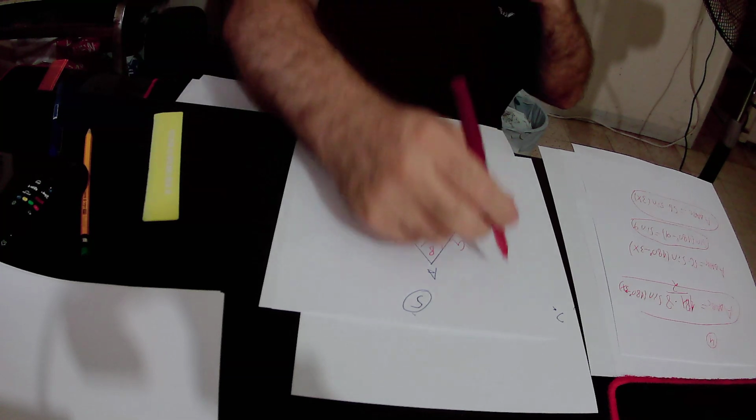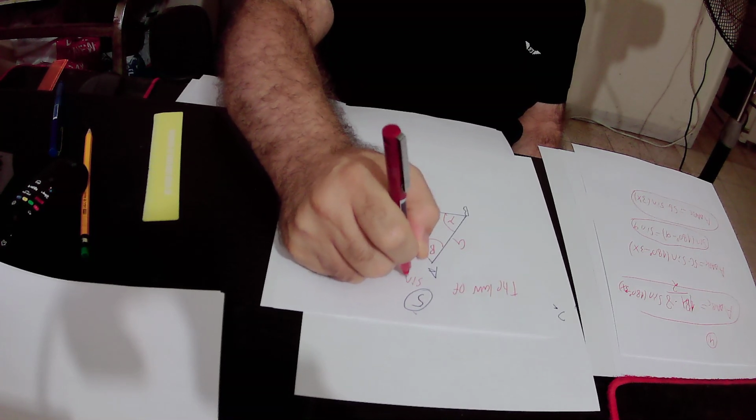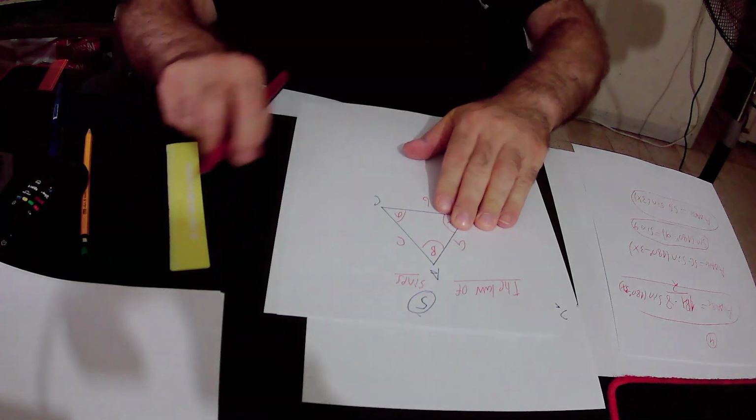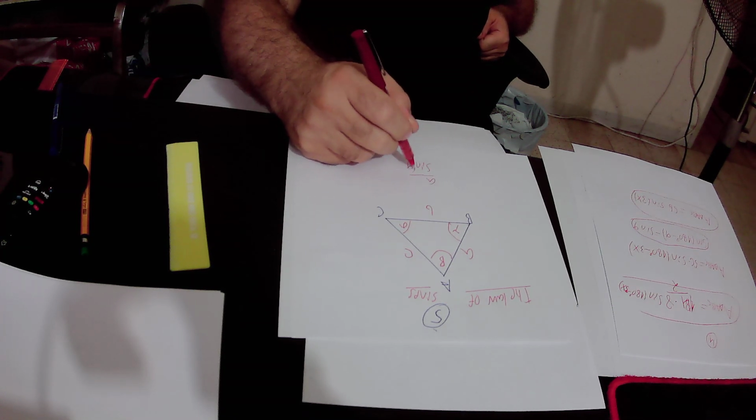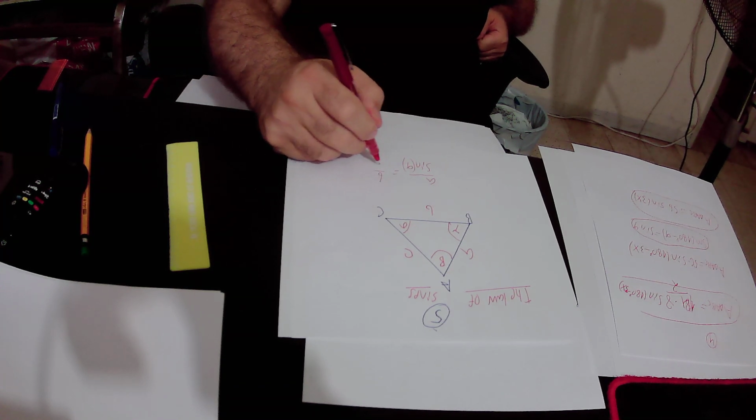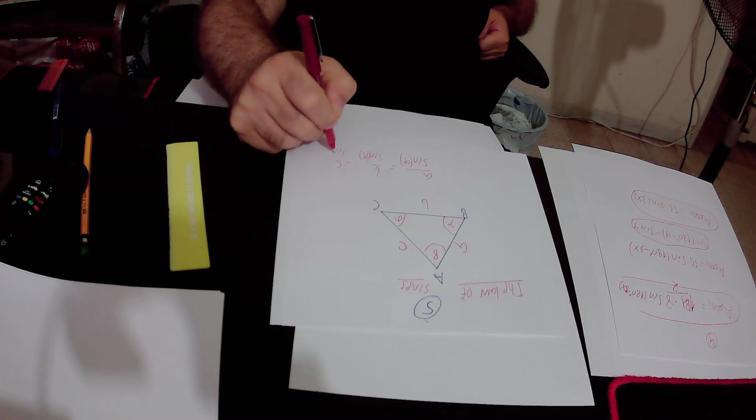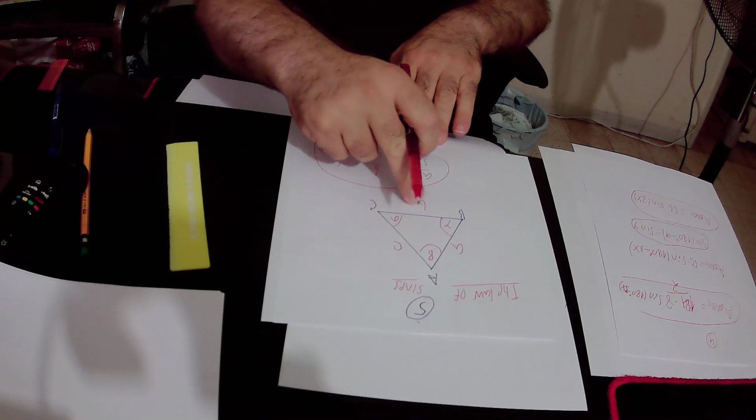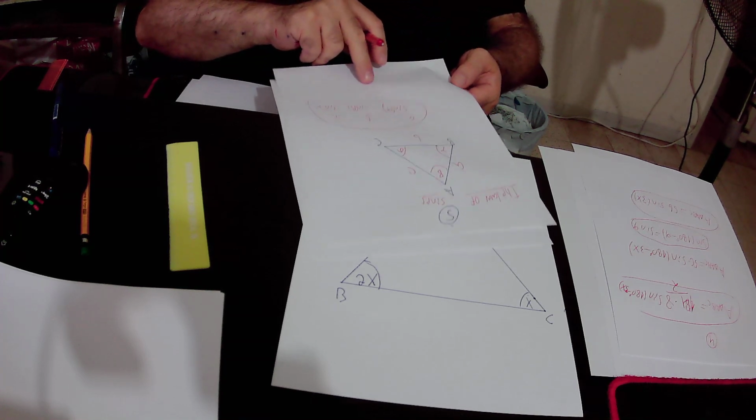Then according to the law of sines, A over sinus alpha equals B over sinus beta equals C over sinus gamma. Okay, in any triangle, A over sinus alpha equals B over sinus beta equals C over sinus gamma. We actually can implement the law of sines in our triangle ABC.